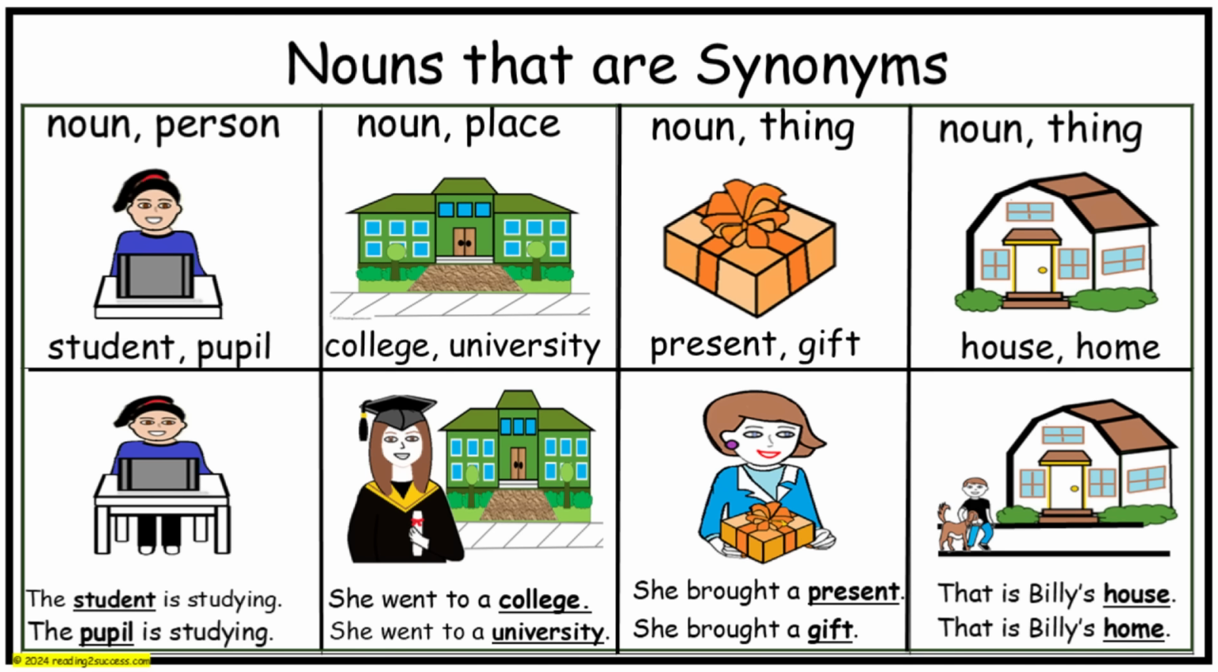This is the first teaching resource chart. Nouns that are synonyms, different words that are the same or similar. In the first example, both student and pupil name the same person, as in the two sentences. The student is studying and the pupil is studying. In the second example, both nouns name a same or similar place, college and university. In the third example, both nouns name the same thing, present and gift. And in the last example, house and home.